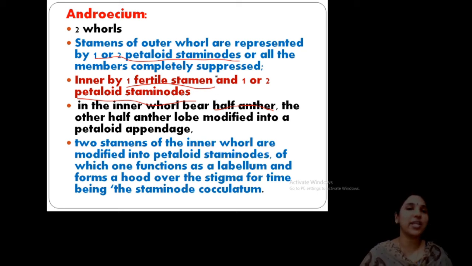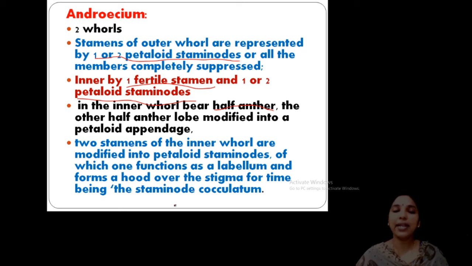That's also important. So outer whorl 3, usually 2 staminodes, other absent. Inner whorl 1 fertile stamen, that is the half anther, a large petal-like structure. And of the other 2, one is modified into labellum, that is the petaloid staminode labellum, and the other one is usually fused with the stigma and forms a hood.